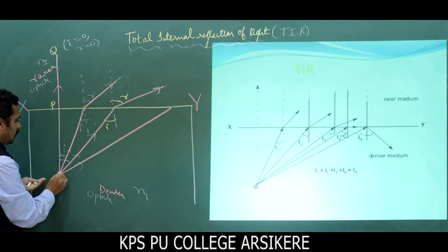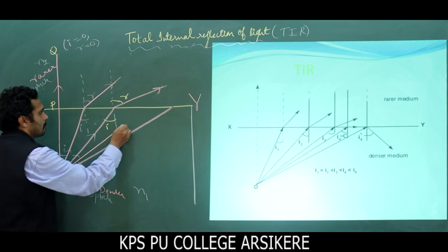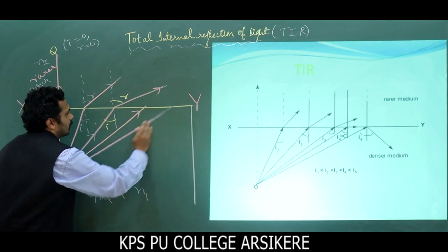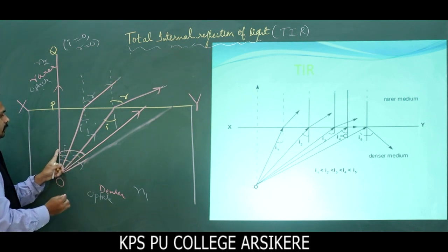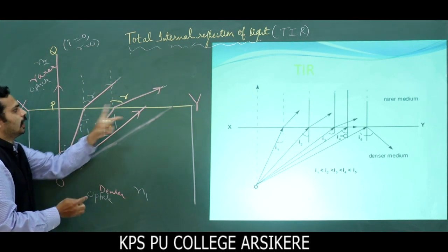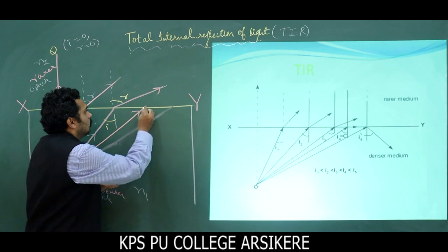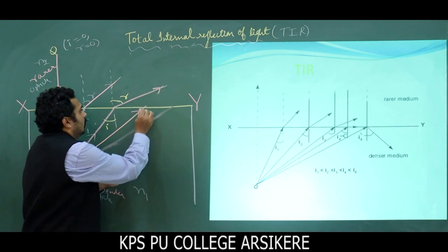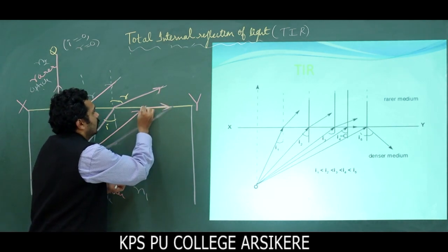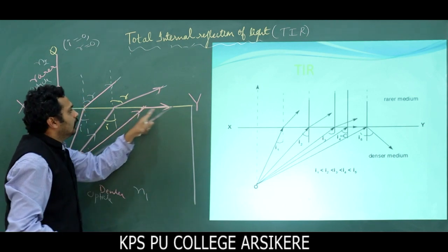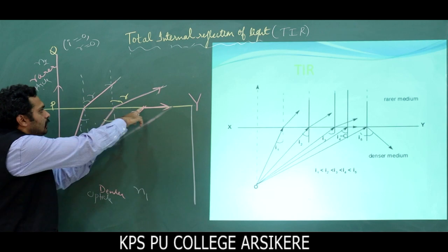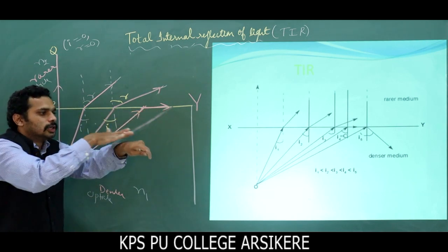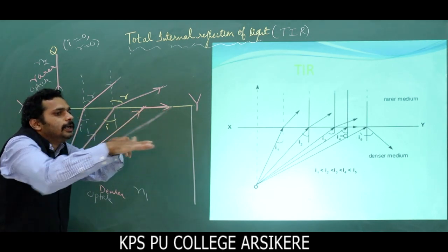Similarly, you increase the angle of incidence. Keep increasing it like this. Now look here, this is the angle of incidence. As the angle of incidence increases, at one particular angle the refracted ray grazes the surface. At one particular incidence, the refracted ray falls on the interface, or grazes the interface.